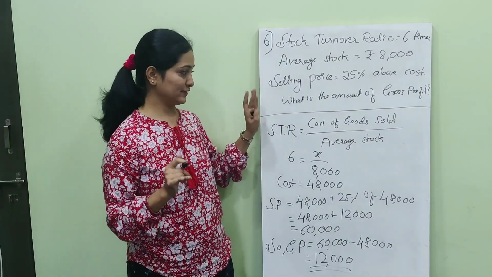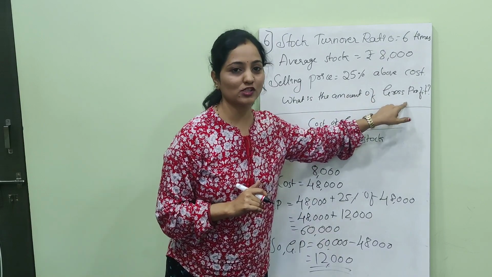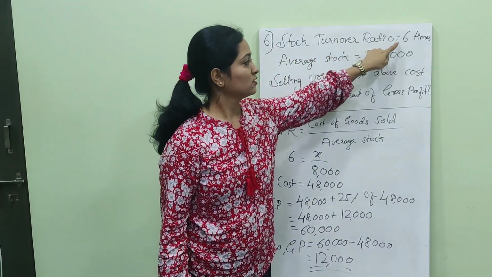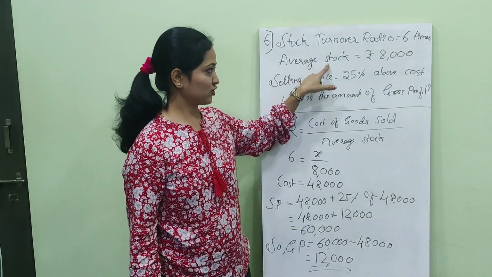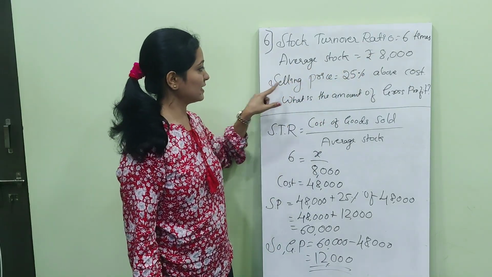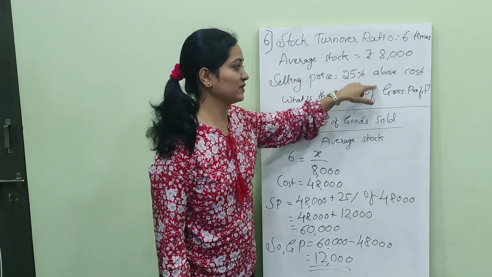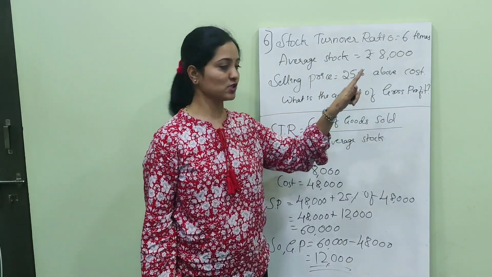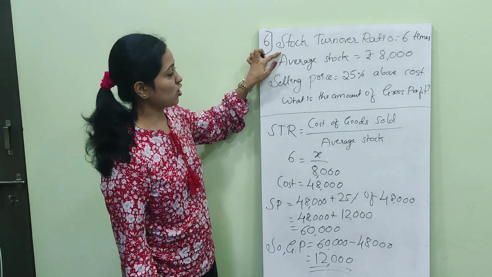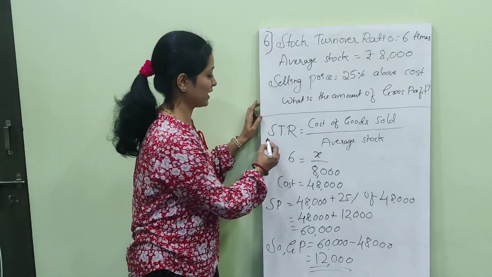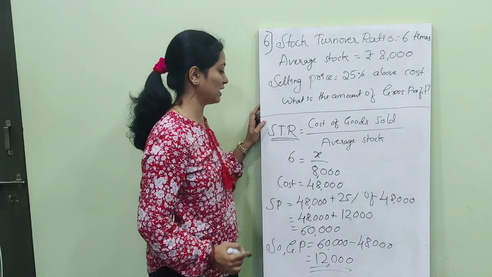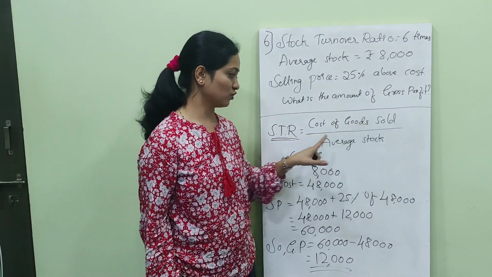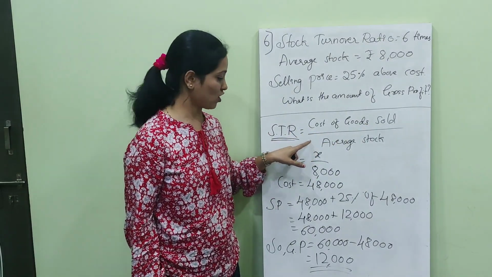Next problem is on how to calculate the gross profit. The question is, stock turnover ratio 6 times, average stock rupees 8,000, selling price is equal to 25% above the cost. They are asking what is the amount of gross profit. First, stock turnover ratio they have given. So let us write down the formula. Stock turnover ratio is equal to cost of goods sold divided by average stock.